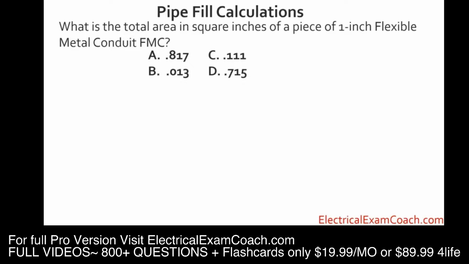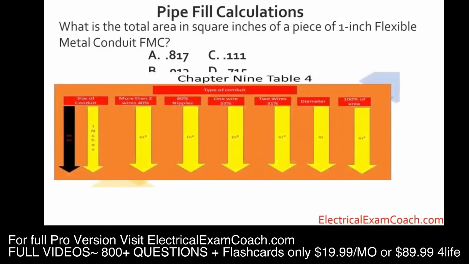What is the total area in square inches of a piece of 1-inch flexible metal conduit? For this one, we're going to head straight to Chapter 9, Table 4. When we get there, we're going to verify that we're in the right type of conduit. Then we're going to start on the left-hand side and find our size of conduit. Then we have to cross all the way over to the 100% fill area.